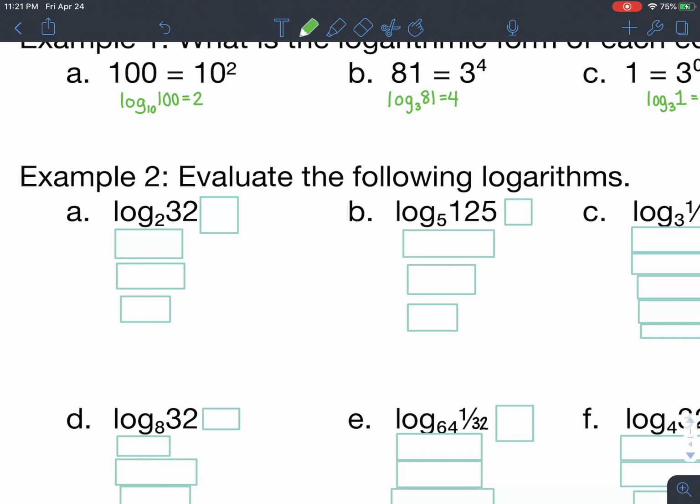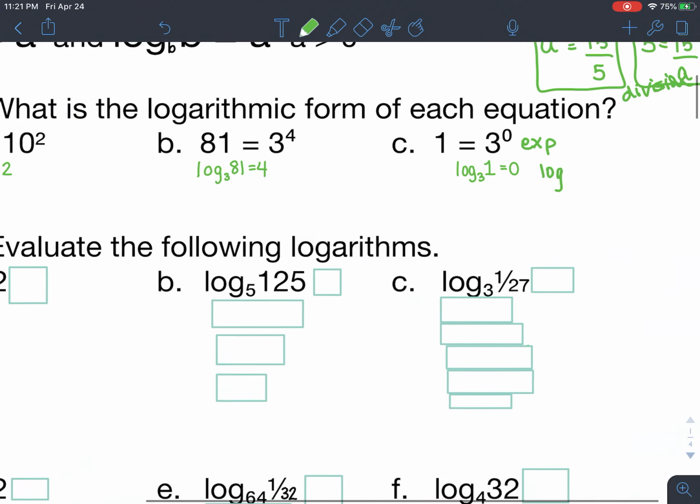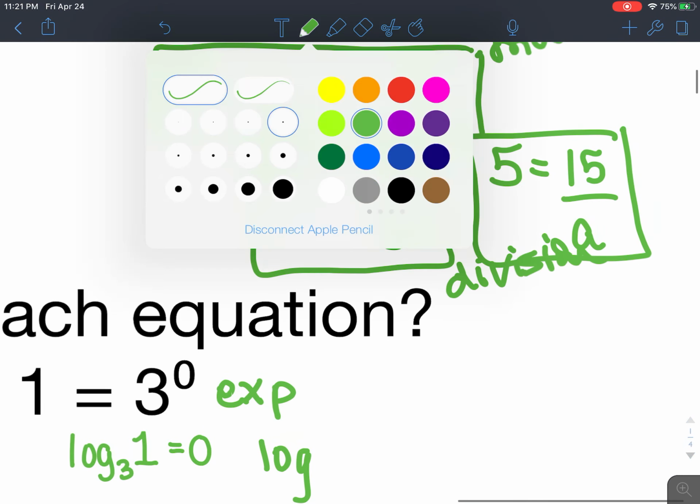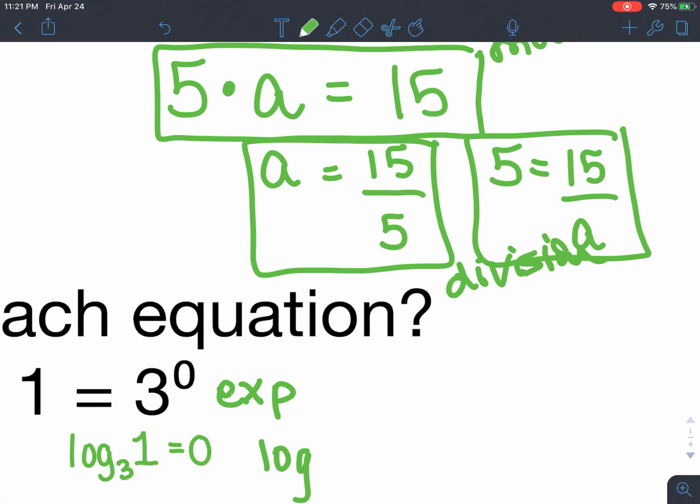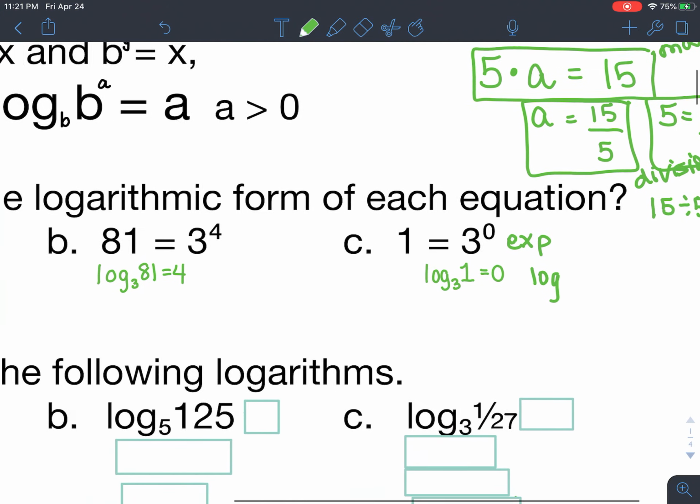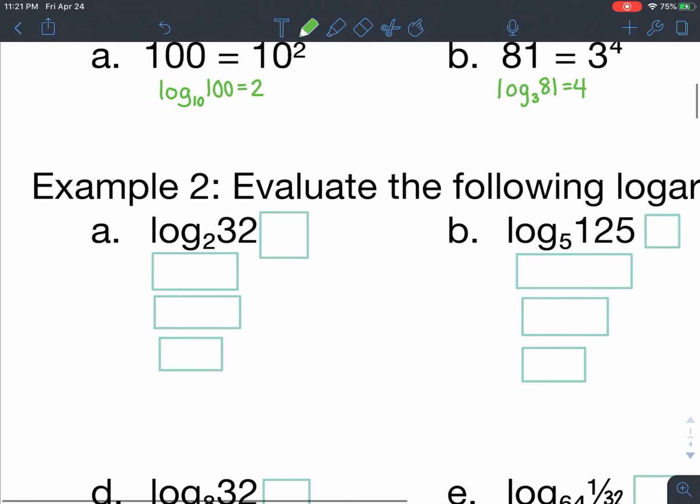Log base 2 of 32. So what you want to do here is think about it in terms of exponents until you get good at the logs. Just like when you learned how to divide, and you said, 15 divided by 5 equals, your teacher in 3rd or 4th grade probably said, what number times 5 equals 15? This is the same thing. It just is logs and exponents.